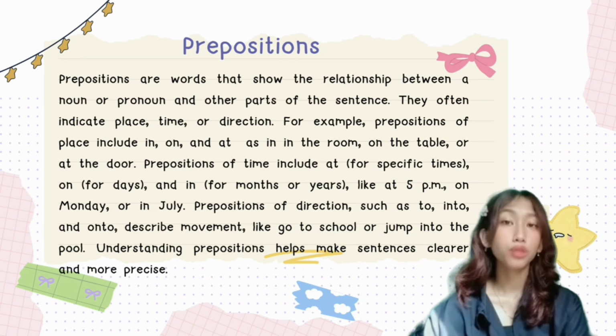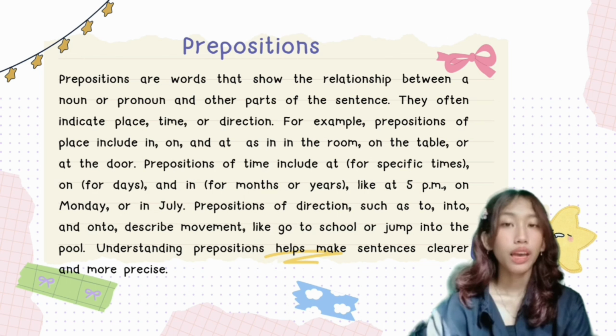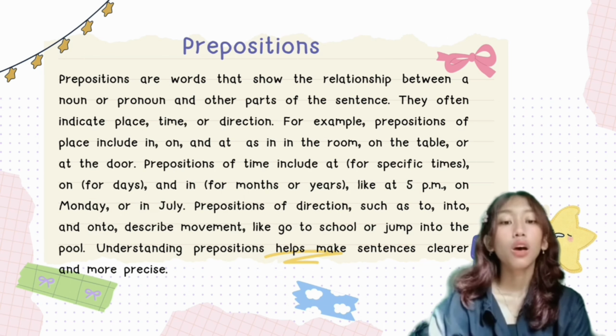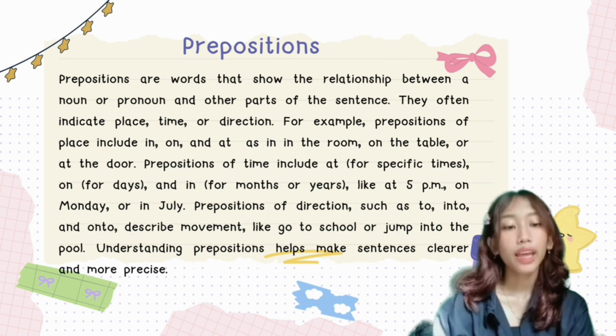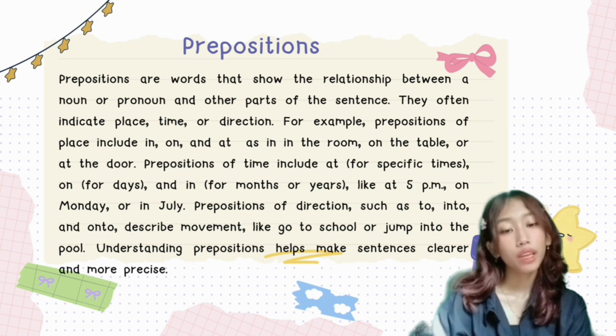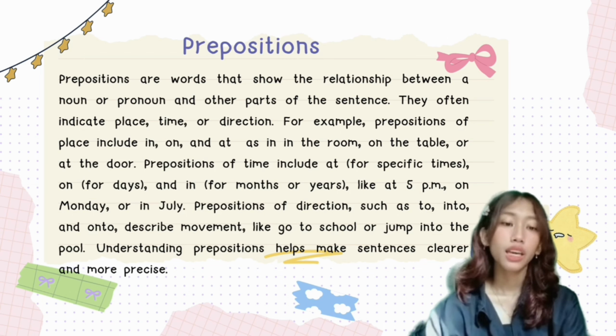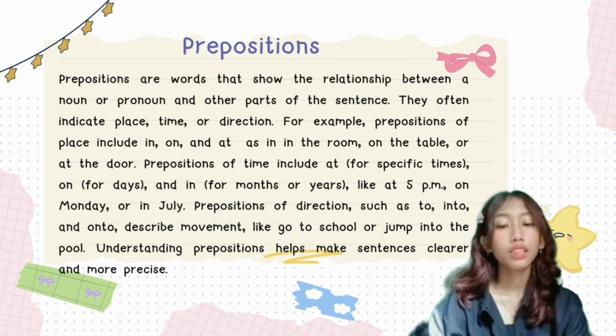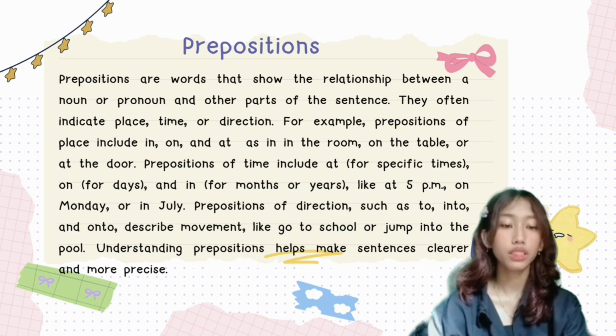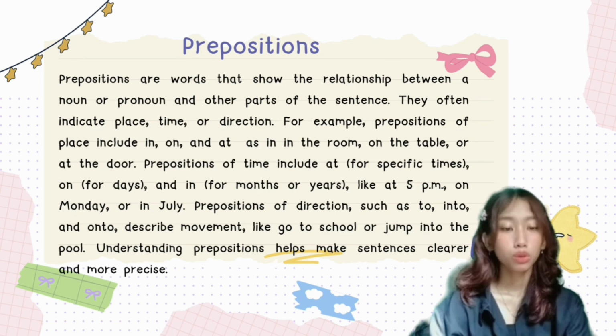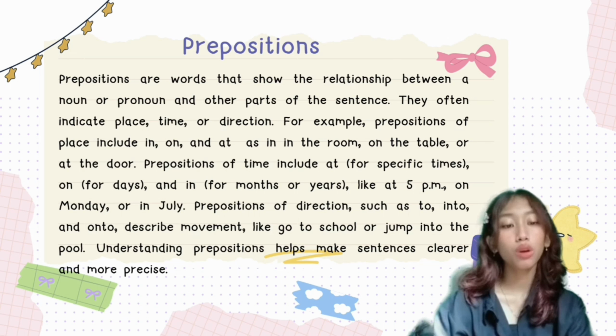Prepositions of time include at for a specific time, on for days, and in for months or years, like at 7 p.m., on Monday, in July. And last, prepositions of direction such as into, to, and through describe movement, like go to school or jump into the pool. Understanding prepositions helps make sentences clearer and more precise.